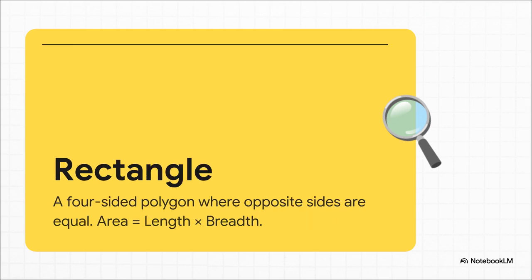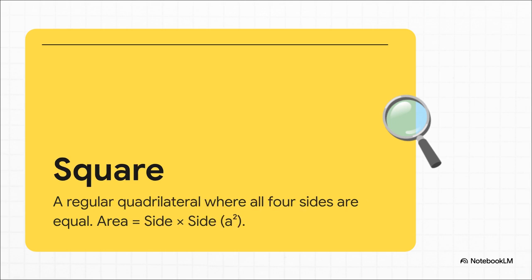The rectangle is our starting point. You know this one, a classic four-sided figure where opposite sides are equal. The area is as simple as it gets. Just multiply the length by the breadth. That's it. Easy. And a square?